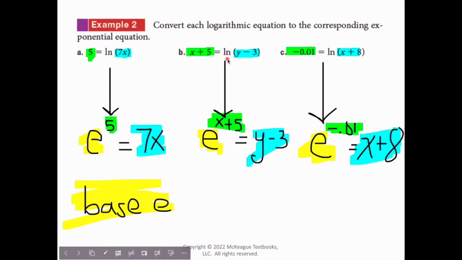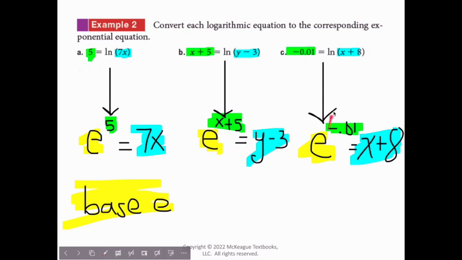We have the natural log of y minus 3. We're using natural log, so our base is e. That's our base here. What the log is equal to is x plus 5, so I know that that's my exponent. And then that's going to be equal to my argument.